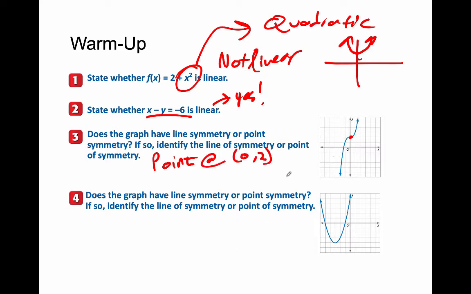And then down here, I've got line symmetry, and I'm traveling through the vertex of that parabola. It's being cut in half. I could fold it on top of itself. I have line symmetry at x equals -1, -2, -3. Line symmetry at x equals -3.